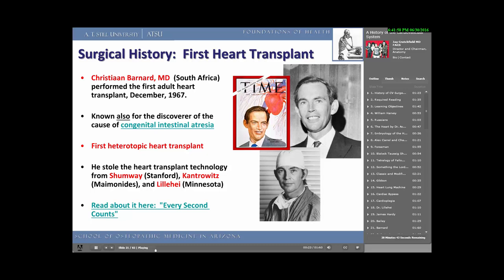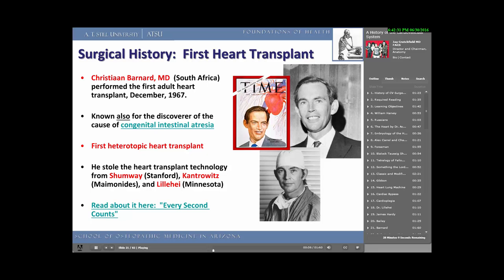Dr. Norman Shumway at the time was a surgeon learning to perform transplants, and he knew that it could not be done on humans because of rejection. He had performed the operation hundreds of times on dogs, as had Dr. Kantrowitz in New York at Maimonides Hospital. Dr. Lily High, of course, had already performed open heart surgery, but was using cardioplegia with ice and racing under a stopwatch to try to close the patent foramen ovales.